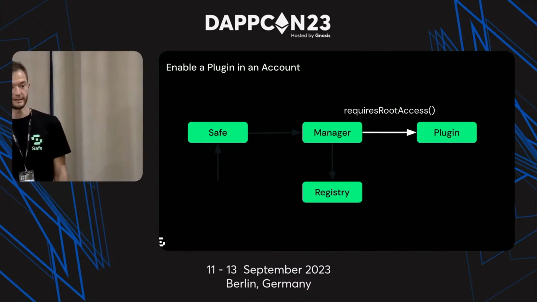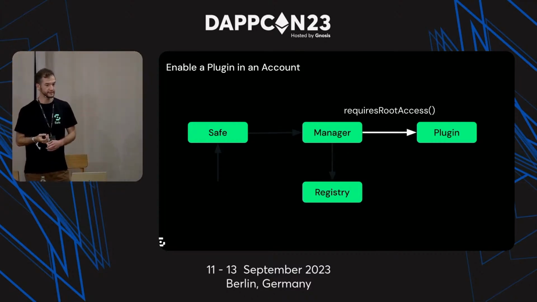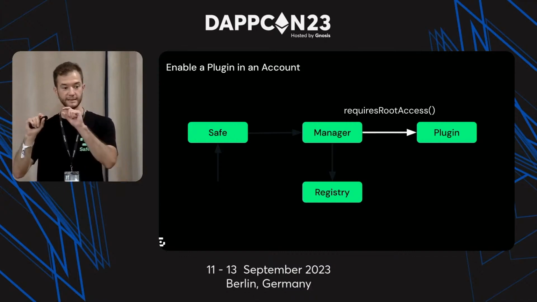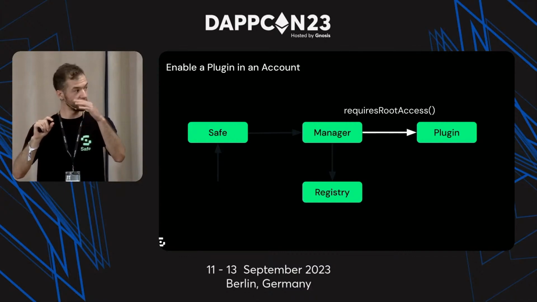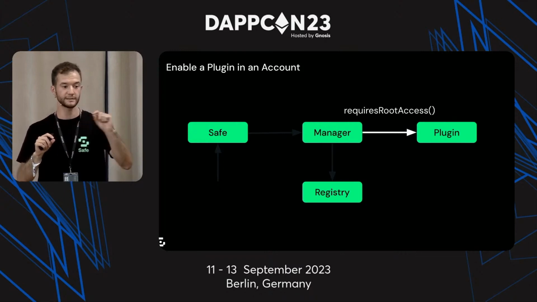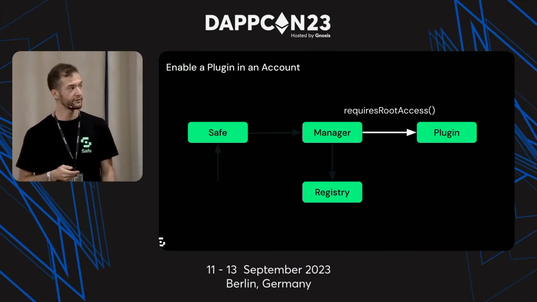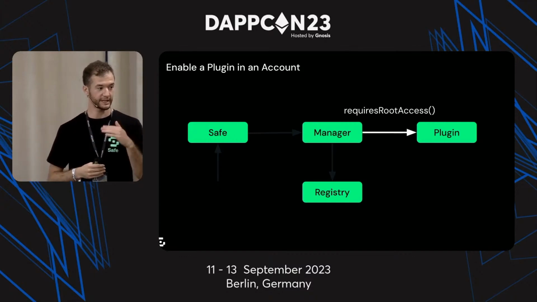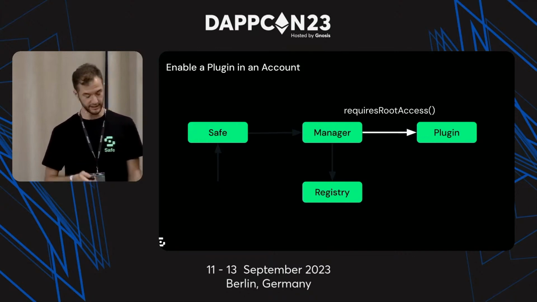Once the manager checks in the registry that the plugin is there, and also that it is usable and not flagged, the manager will ask the plugin if it requires root access or not, to store this information in the manager. So the manager will end up with information like: this account has enabled this one or multiple modules with this type of permissions. For now, we just have root access, which will be yes or no, but in the future, different kinds of permissions could be defined as well.